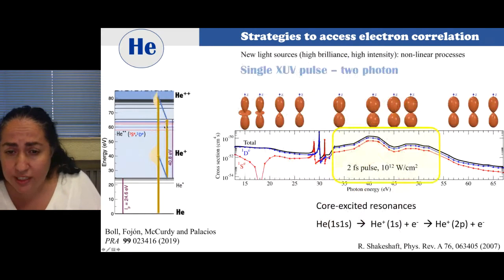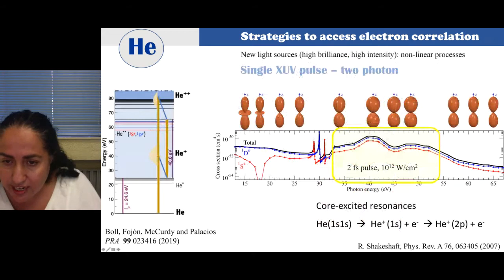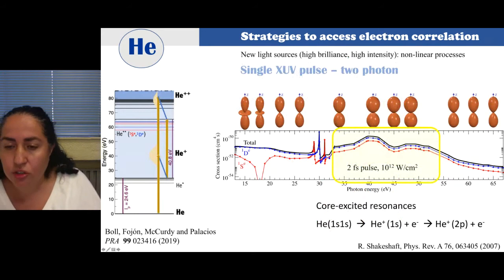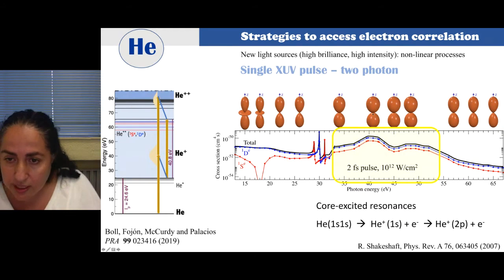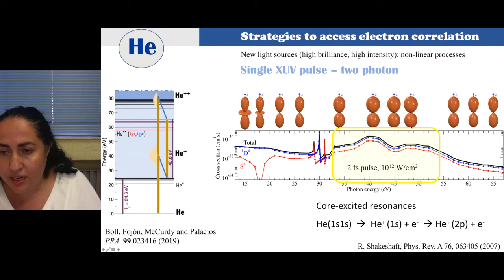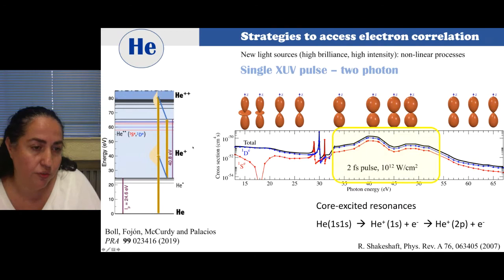If we now move to lower photon energies, we see these enhancements in the cross sections, and these are related to the so-called core-excited resonances. These resonances were already described in previous works in the context of infinitely long pulses. The longer the pulse, the more pronounced these enhancements are, and we find an enhancement associated to the excitation of the helium ion.